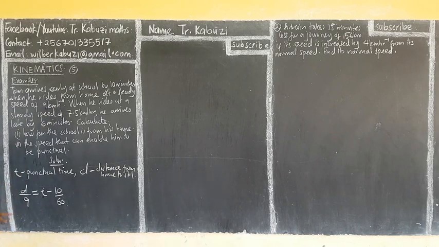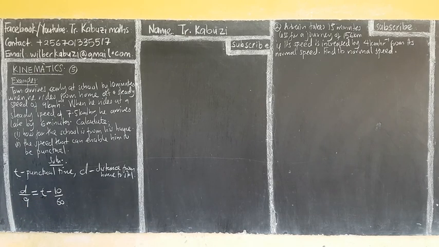Let me repeat. The distance from school to home is D. The time he has to be punctual is T. Now it means that if we take the distance between the school and the home, divided by the speed he's using, he's going to reach early, 10 minutes early. So it's the punctual time minus 10 minutes. That's what we've done there.